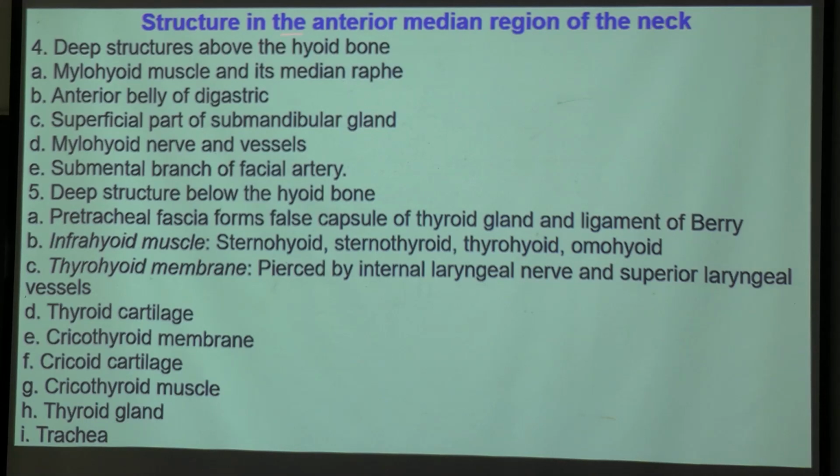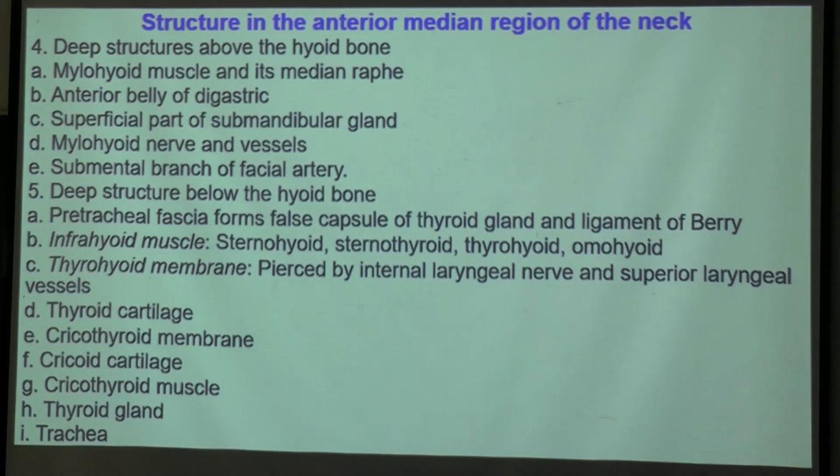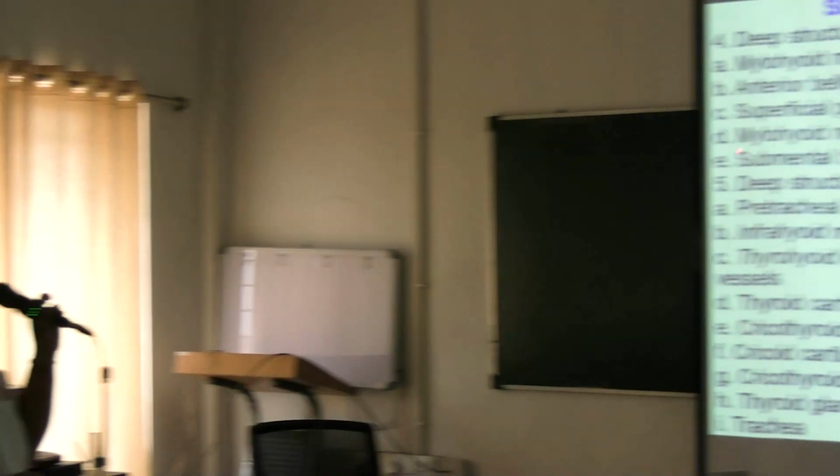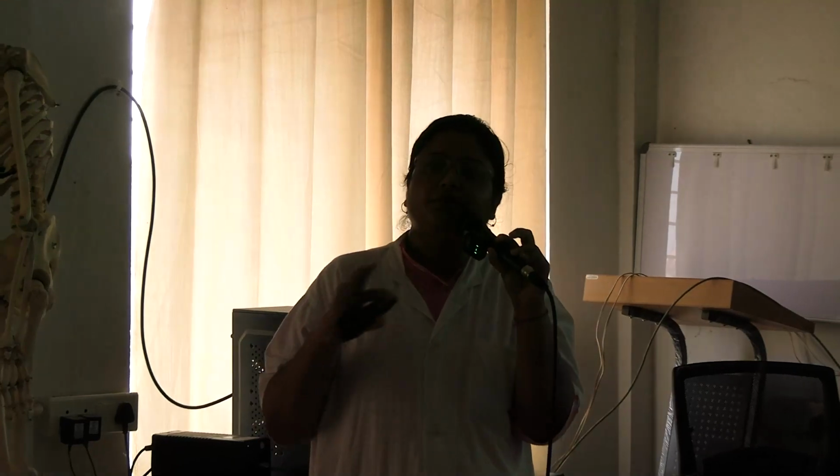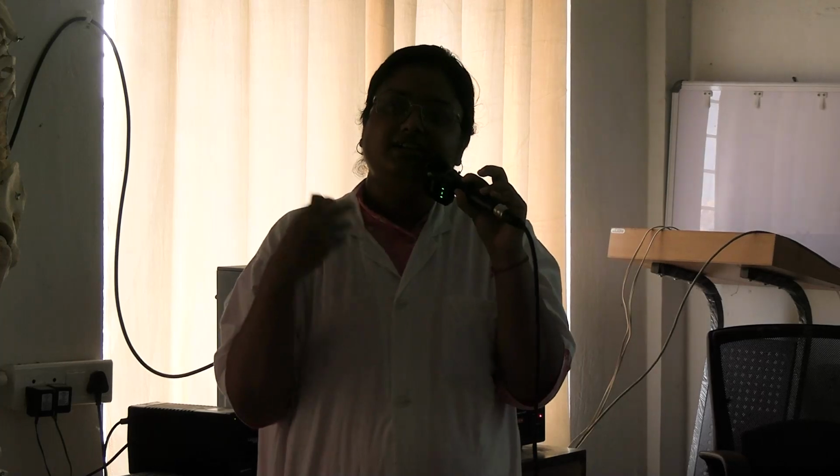Deep structures above the hyoid bone are the mylohyoid muscle and its median raphe. It lies over here, in the floor of the mouth. The mylohyoid muscle is forming the oral diaphragm. The two muscles of the two sides join in the midline in a single raphe. It is forming the oral diaphragm.